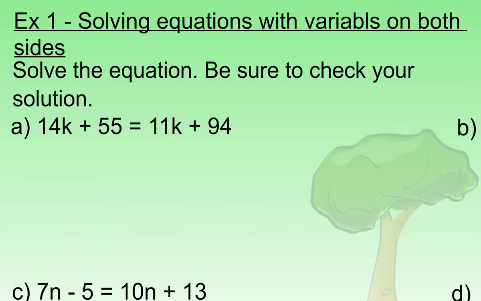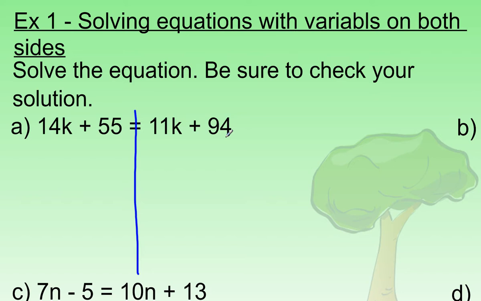Here we go. So solving equations with variables on both sides. The first problem here says 14k plus 55 equals 11k plus 94. So I'm going to separate my two sides. I check each side. The left side, there's nothing to simplify. There are no parentheses. There's no like terms. On the right side, there's no parentheses. There's no like terms. So my first two steps are already done. There's no simplifying needed.